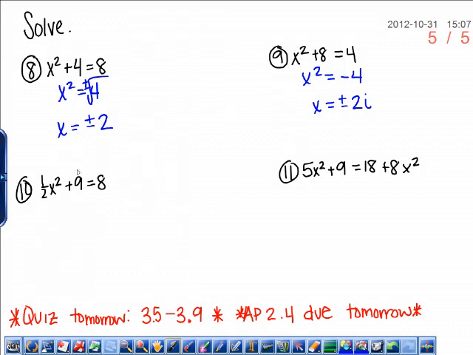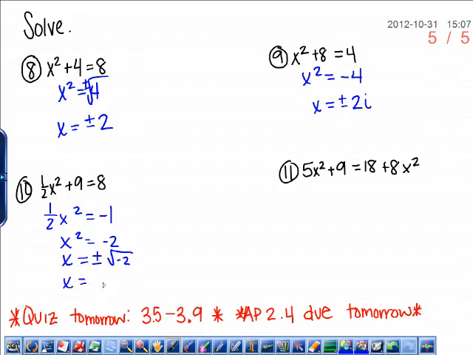All right, look at 10. 1/2 x squared plus 9 equals 8. What should I do first? Subtract 9. So I'm going to get 1/2 x squared equals negative 1. Then what would I do? Okay, so x squared equals negative 2. Next up, square root. So x equals plus or minus the square root of negative 2.